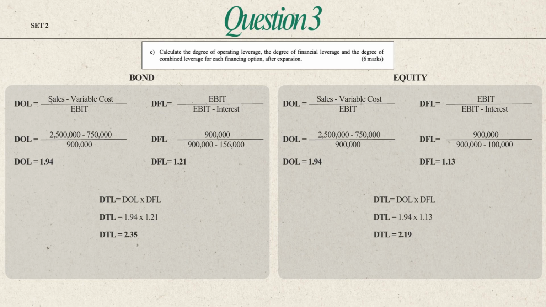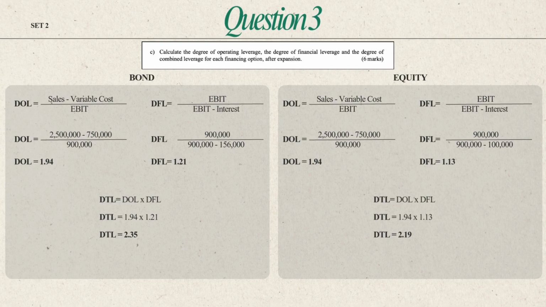For question C, we calculated the degree of operating leverage, the degree of financial leverage, and the degree of total leverage after expansion for both financing options. So first, we calculated the degree of operating leverage. The formula for degree of operating leverage, as I mentioned in question A, is contribution divided by EBIT. So after expansion, contribution is 1.75 million ringgit and EBIT is 900,000 ringgit. So therefore, the degree of operating leverage is 1.75 million ringgit divided by 900,000 ringgit, which equals 1.94. This means that a 1% change in sales will result in a 1.94% change in EBIT.